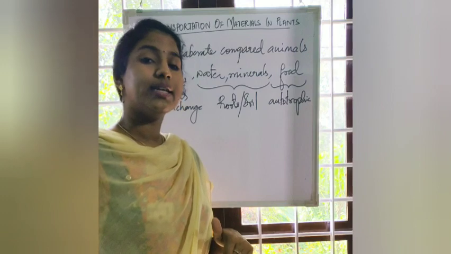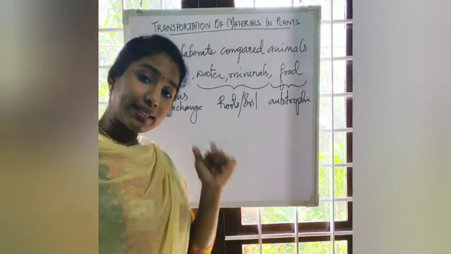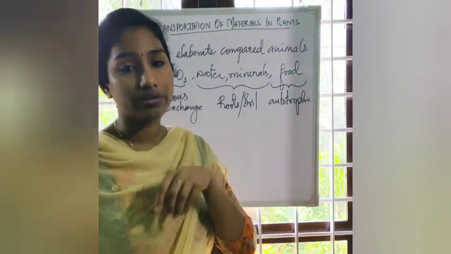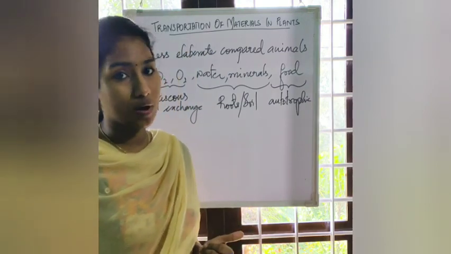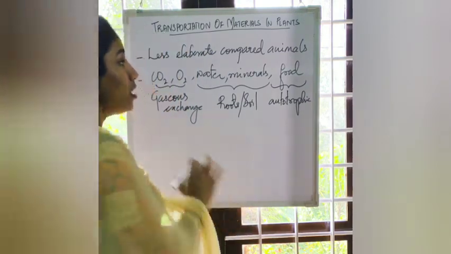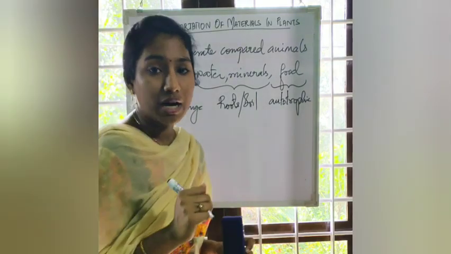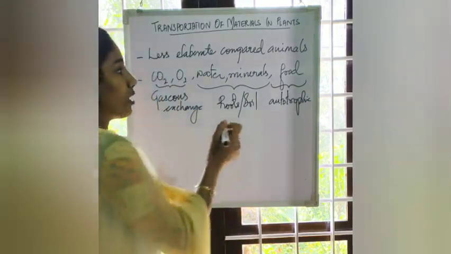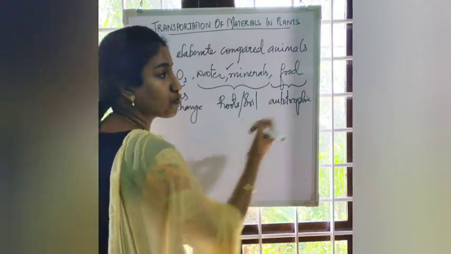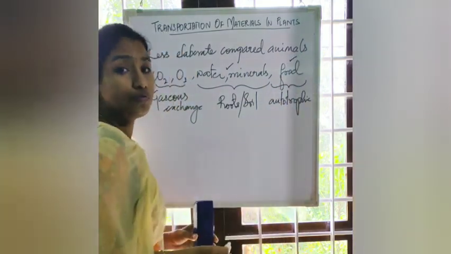Food is prepared by the plant itself in the leaves, and it has to be transported or circulated to different parts of the plant wherever energy requirement is present. So overall, you must have understood there are two types of transport pathways seen here. That is transport of water and minerals and transport of food.